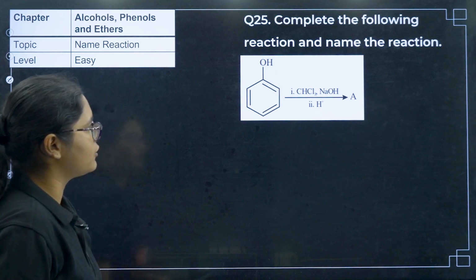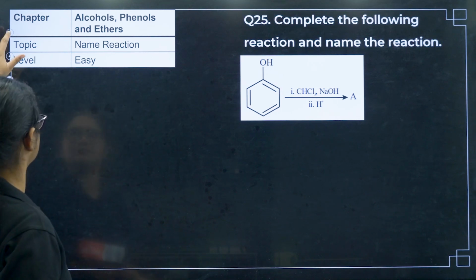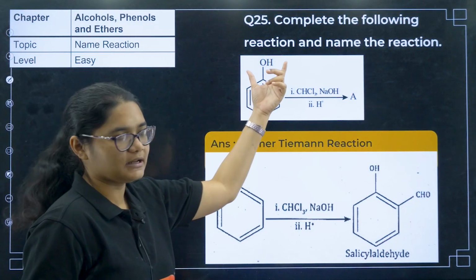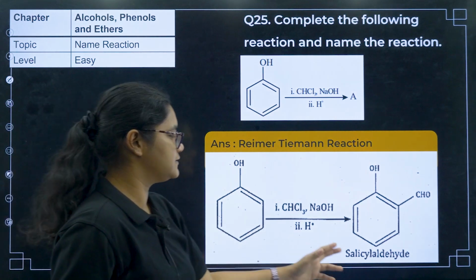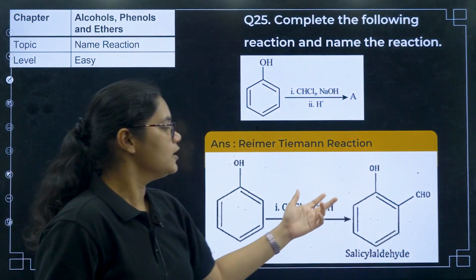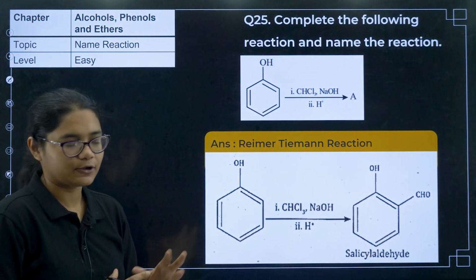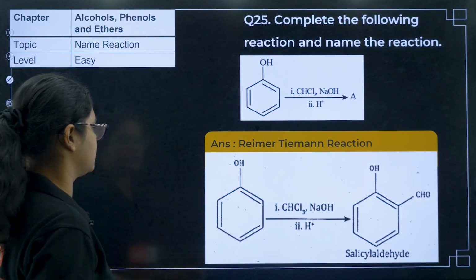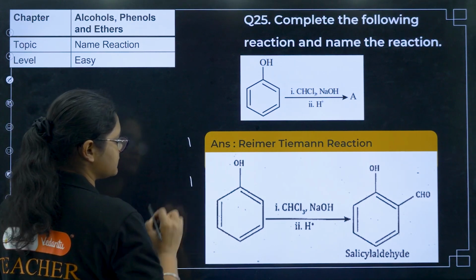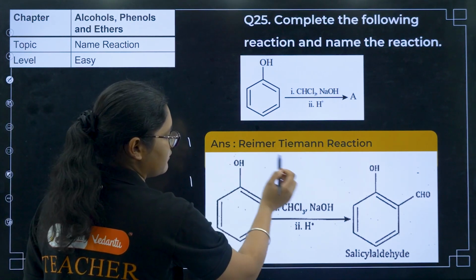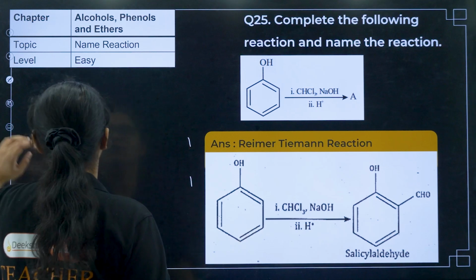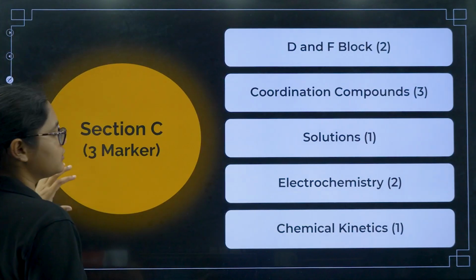So complete the following reaction and name the reaction. This is very simple. This is your Reimer-Tiemann reaction and you will get salicylic aldehyde, or you can say 2-hydroxybenzaldehyde. Okay, so this is Reimer-Tiemann reaction. So writing the name will carry 1 mark, writing the product will carry 1 mark. Okay, now we will go to the 3-marker question.